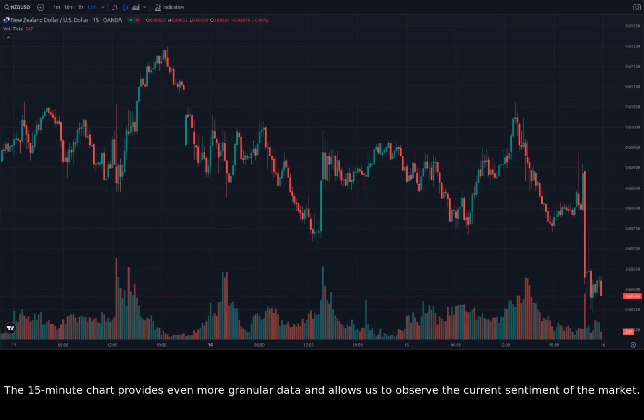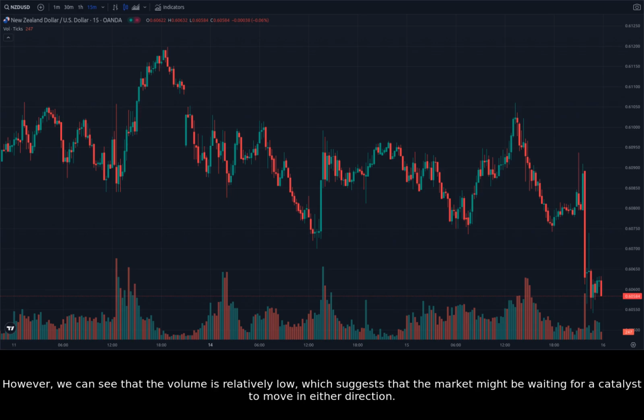The 15-minute chart provides even more granular data and allows us to observe the current sentiment of the market. We can see that the price has been consolidating around the 0.6100 level for the last few hours. This indicates a potential battle between buyers and sellers, making it difficult to predict the short-term direction. However, we can see that the volume is relatively low, which suggests that the market might be waiting for a catalyst to move in either direction.